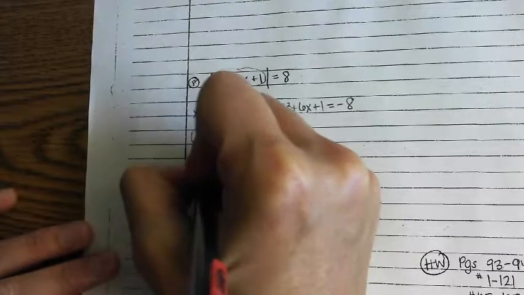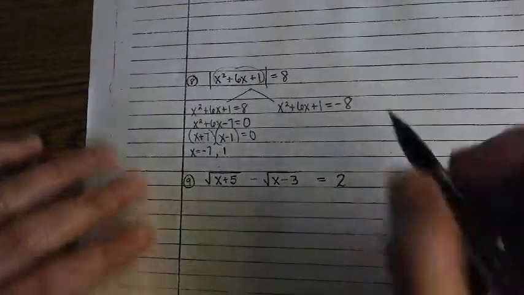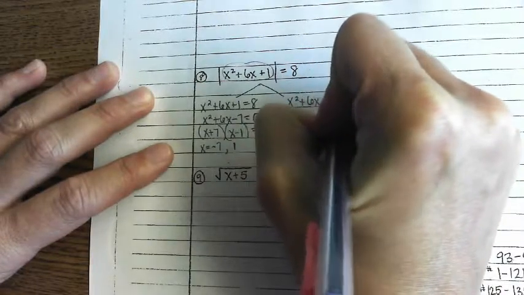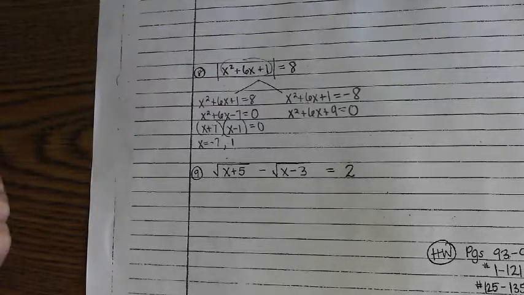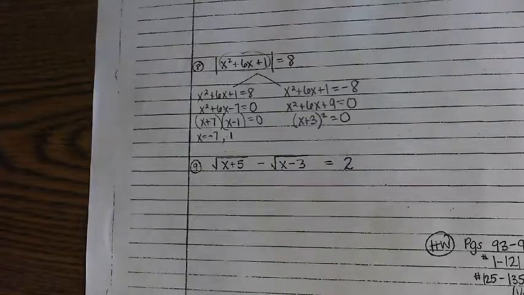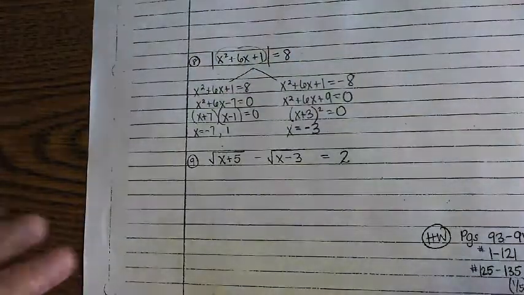Yep. Very good. So our 2 solutions here are negative 7 and 1. On the right-hand side, I'm going to add 8 to both sides. Mitch, how does this one factor? Right. In other words, x plus 3 squared. So on the second one, I have the same solution twice. X equals negative 3.